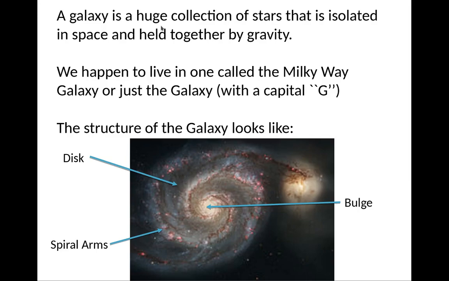The structure of the galaxy looks something like this. There's a disk of stars. Within this disk there are spiral arms, and the center of the galaxy is a bulge.